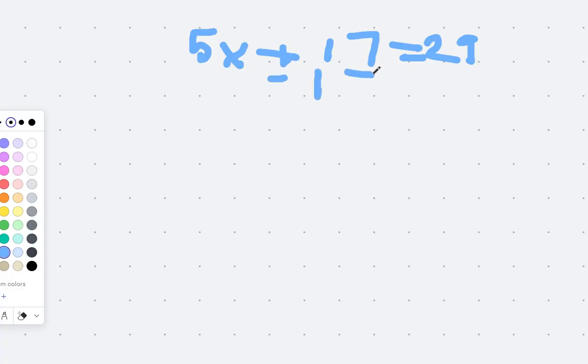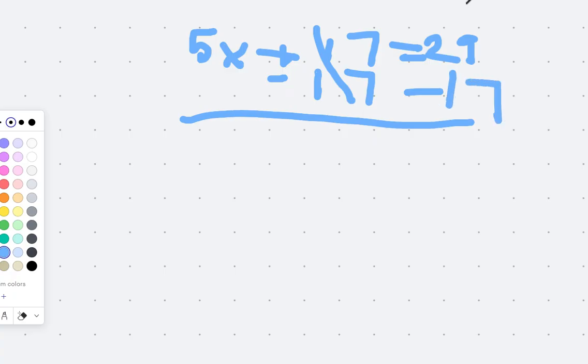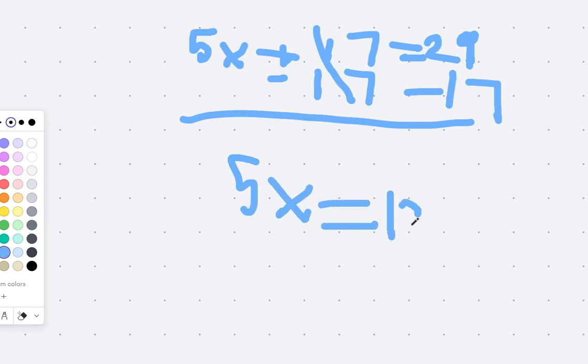Okay, so now let's go on to multi-step linear equations. We've got 5x plus 17 is equal to 29, let's just say. So you'll minus the 17 from this side, and you also minus the 17 from this side. This is 12. So you get 5x is equal to 12. And x is equal to 12 by 5.